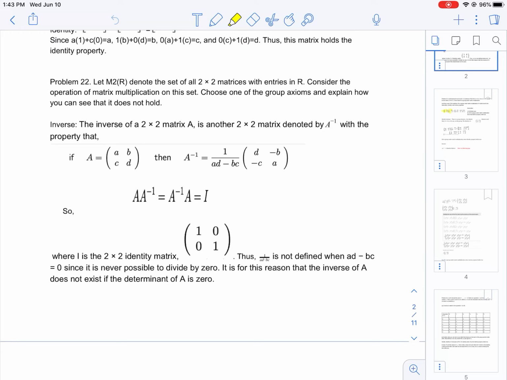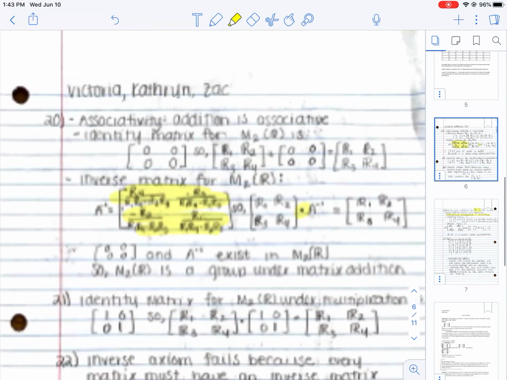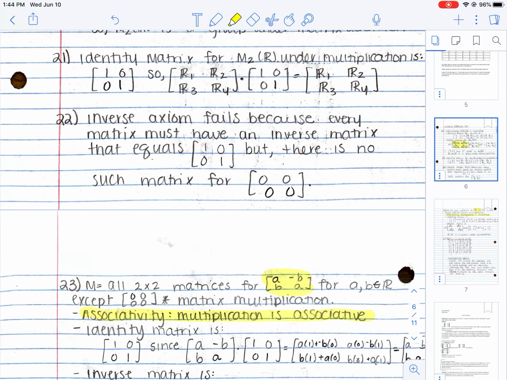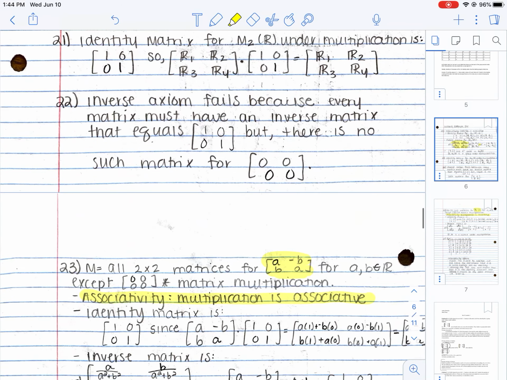Actually, no, you guys did. I'm sorry. So you actually said exactly when, given that this is the formula for the inverse, it's not going to work: when AD minus BC is 0. So this gives a nice characterization. Certainly if A and D and B and C are all 0, so that you're dealing with the 0 matrix, then you've got this situation, like Victoria and Catherine and Zach pointed out, where that guy is going to have AD minus BC equals 0.